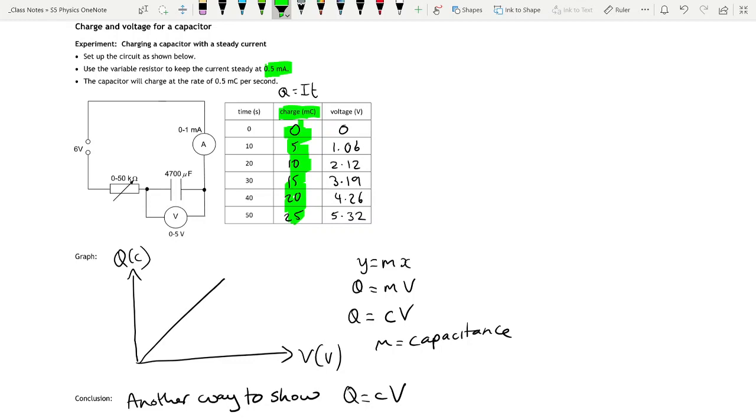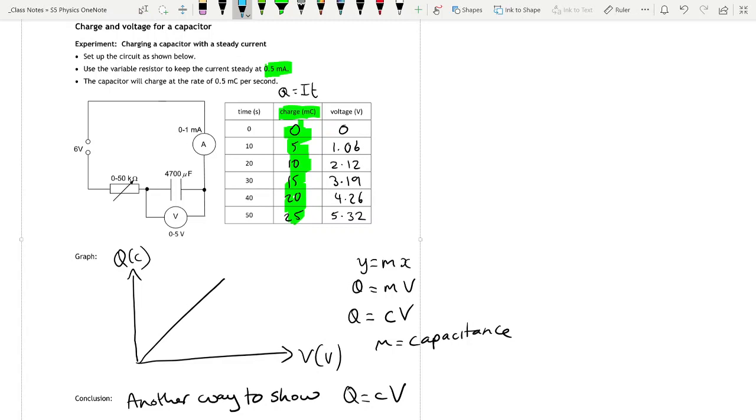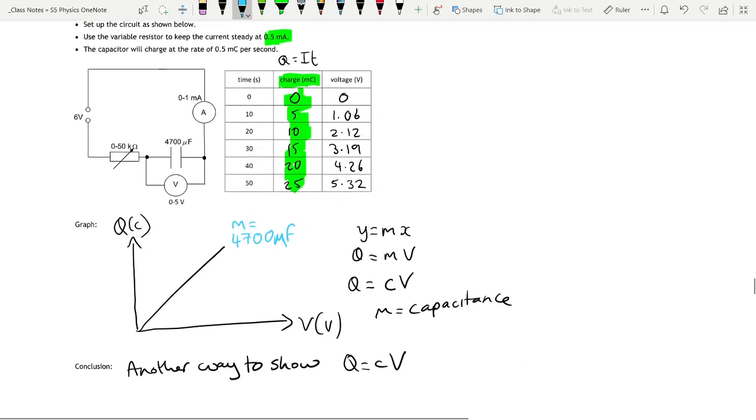So to do this, you plot the charge, which you've worked out using Q equals IT, against the voltage, and again you get a straight line through the origin where the gradient is the capacitance of the capacitor. Because the capacitor is 4,700 microfarads, the gradient would be 4,700 microfarads. So just a conclusion: another way to show that Q equals CV.